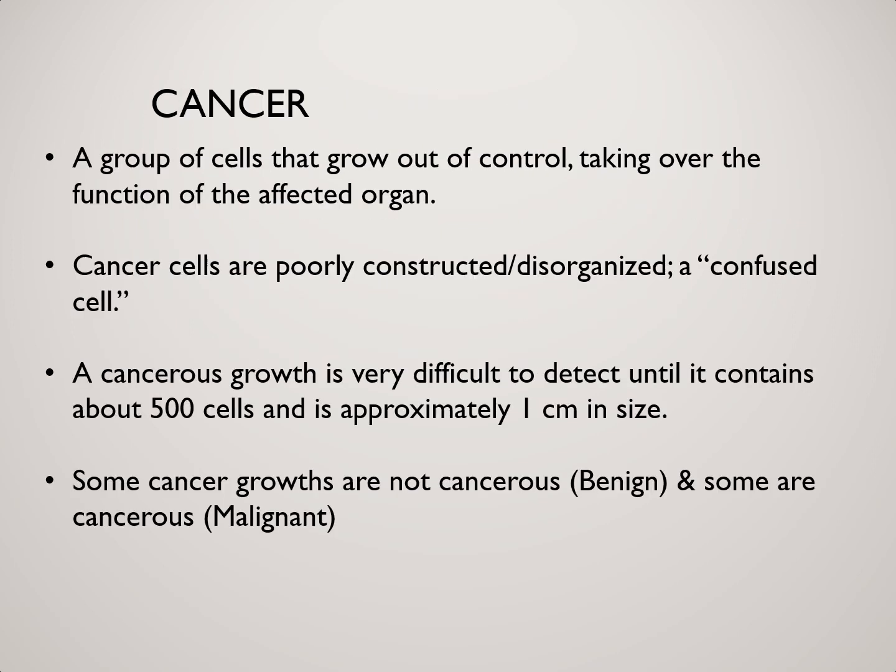Cancer is a group of cells that grow out of control. They take over the function of that affected organ. Cancer cells are known as being very poorly constructed, very disorganized. We call them a confused cell. So cancer begins in cells. Your cells are your building blocks that form tissues. Tissues make up organs of the body.